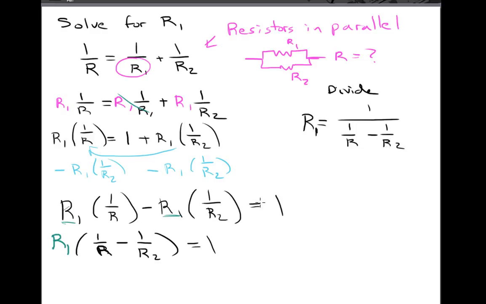That's R1. And then suddenly this looks like one of those nightmare compound fraction problems you may have solved earlier, like say in Math 090. So that's where a lot of these problems came from. So how could we take care of this? Well, R1 is equal to 1 over R minus 1 over R2.